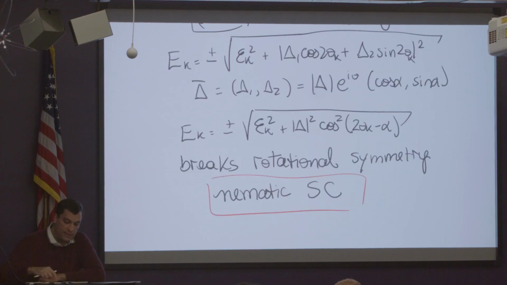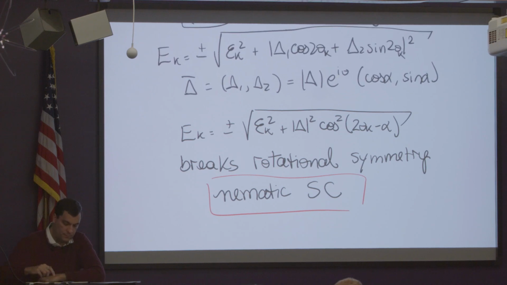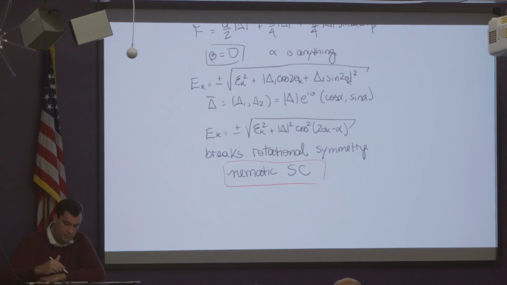So in fact, you can see from this equation here that this vanishes when 2 theta q is alpha, right? So these are called nodes. These are the nodes of the superconducting state. So this is more similar to the D wave of the cuprates because there will be nodes, meaning there will be points where the spectrum is gapless.